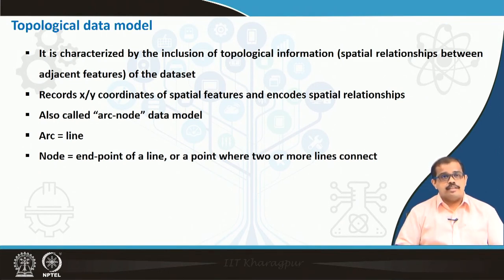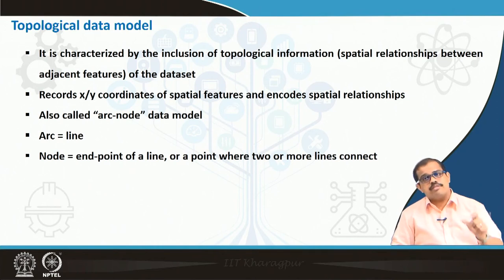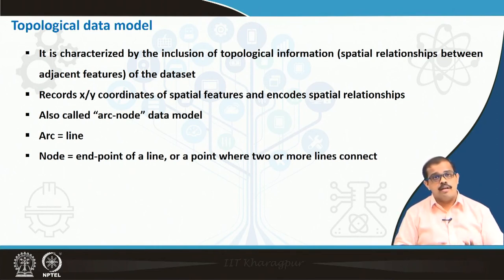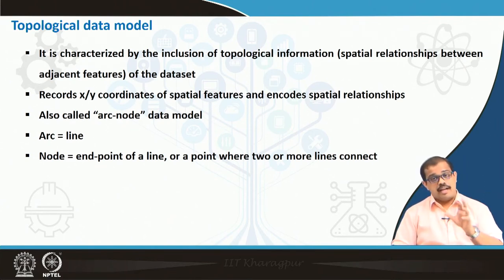The spatial relationship between adjacent features in a data set always exists, whereas when you look at the spaghetti model, you always have to compute the relationships between them. Here you know what relationship exists all throughout the way you are storing. It records xy coordinates of spatial features and encodes the spatial relationship between them. It is also called the arc node data model, because normally it is in the form of a line and a node. Arc is nothing but a line, and node is nothing but an end point of a line, or a point where two or more lines connect.